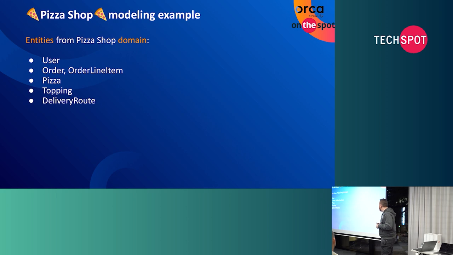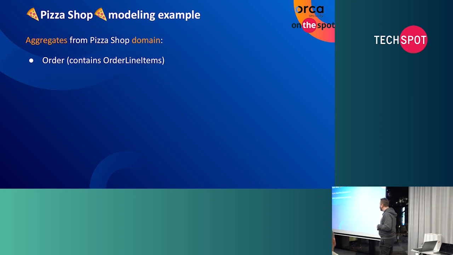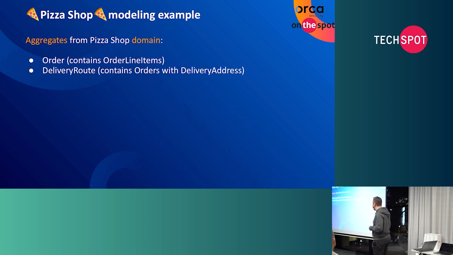So our entities from the pizza shop domain are user, order, order line item, pizza toppings, for example, and delivery route. There are many more, but let's focus on these. For example, an order can contain order line items, like toppings and so on, or different other pieces. It's still one transaction. You pay for this order. You do not pay for these line items, and they are not delivered to you independently. You pay for the order. It's a kind of transaction. You want to have this in a single one. That's a kind of aggregate. A delivery route contains orders with delivery addresses. It's a kind of compound with all the necessary information. It cannot be changed independently.